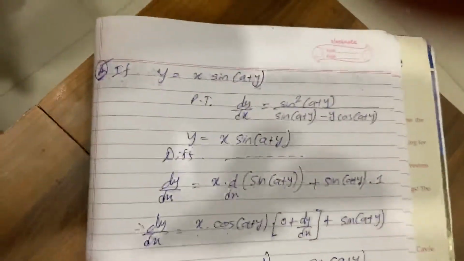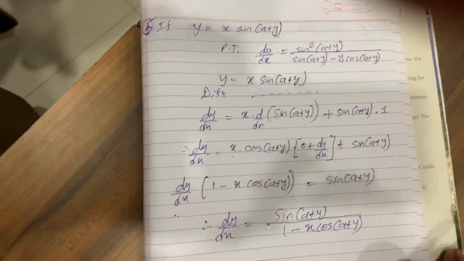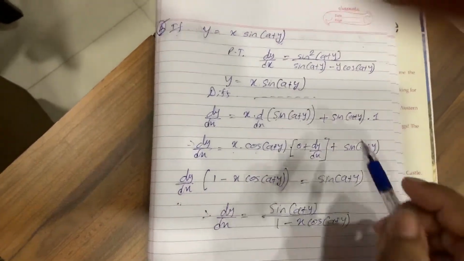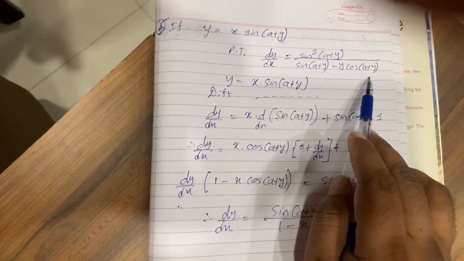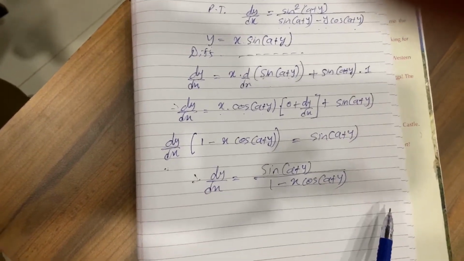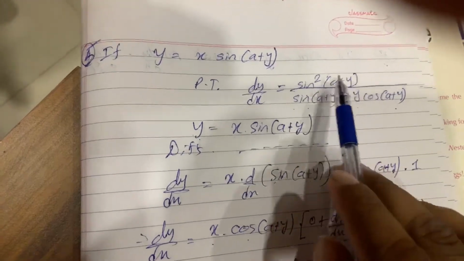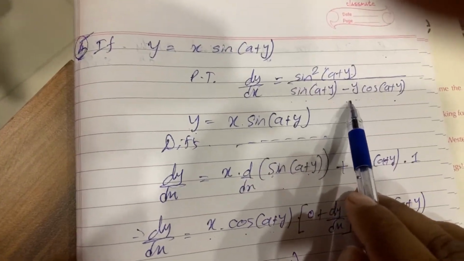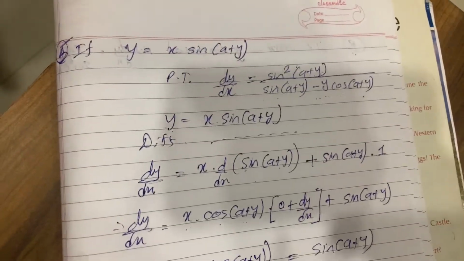And that's the answer. Oh my god, that's not the answer. See, when you see the answer we require sine square of a plus y, sine of a plus y minus y cos of a plus y. Oh my god. And we are nowhere close to that. But what you realize is that the answer does not have any x term. So how do we get rid of that? How do we get rid of this x term?